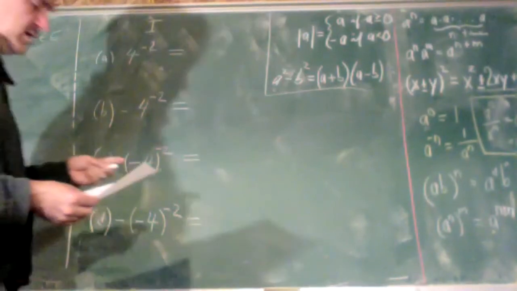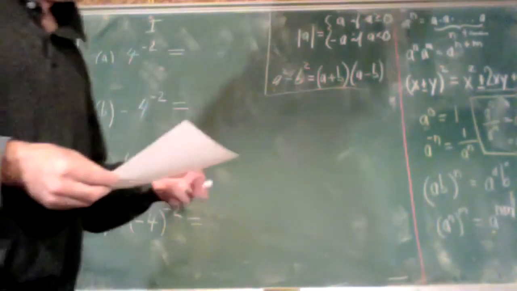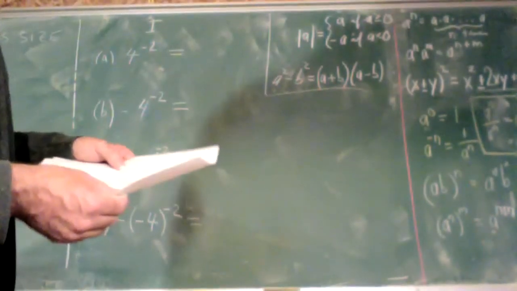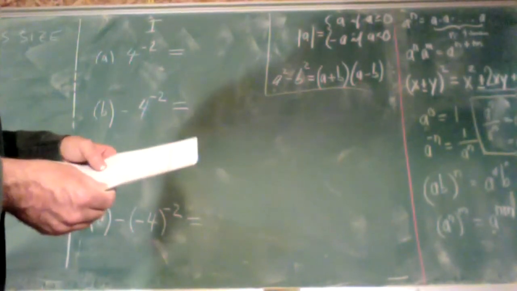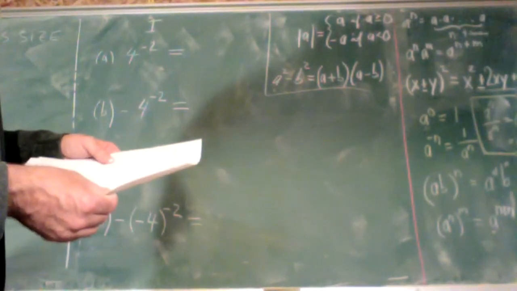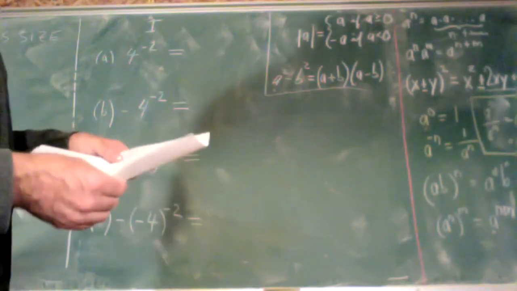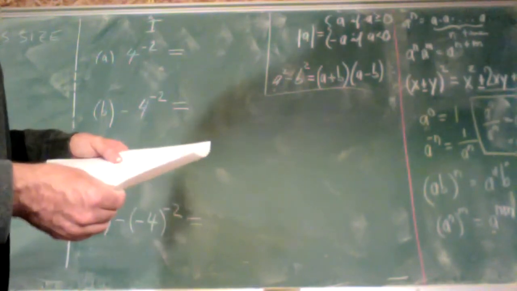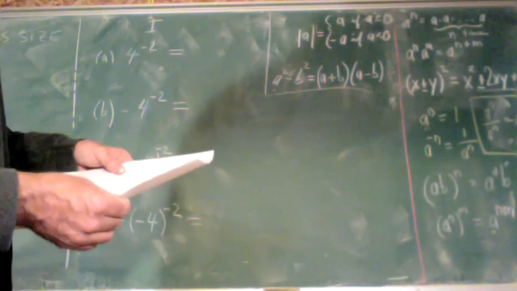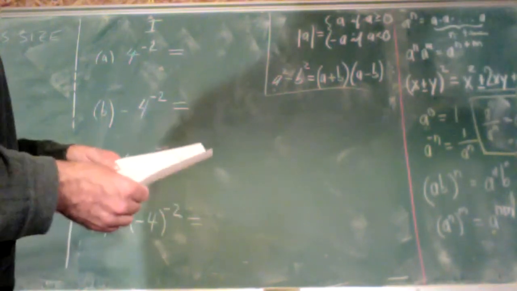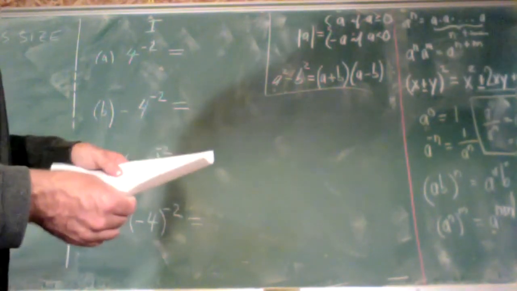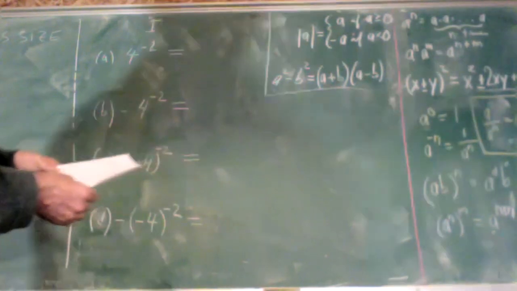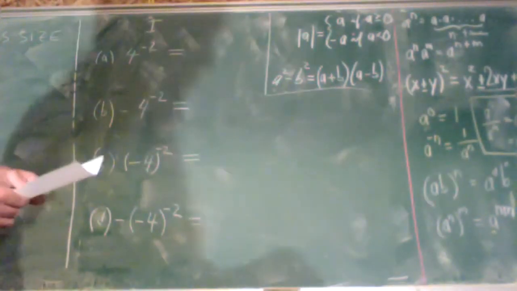22 asks us to match the expression in column 1 with the equivalent expression in column 2. Choices may be used once, more than once, or not at all. I'm not bothering with column 2. Those are your answer choices. I'm just going to work through column 1 to see what the correct answer actually is.